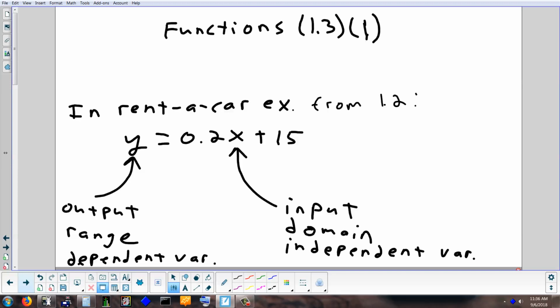Another name for the x value is the independent variable. And then I've got some names for the y value. The output. So the output is what you get after you do the calculation. So in the rent-a-car example, plug in miles, the answer that you get, the output, is the cost. Range, that's another name for the y value. And it's the dependent variable. The cost to rent the car depends on how many miles you drive. Cost is dependent on something else. Hopefully you've seen those six terms before, but I'm just putting them up there just in case you haven't.